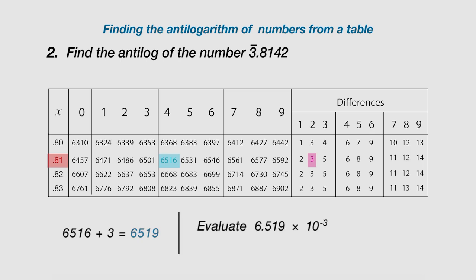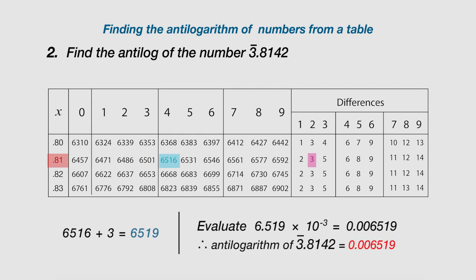Now we will write this answer as 6.519 times 10 raised to the power negative 3, where the negative 3 is the characteristic of the logarithm that we had in the question. Now from here, you have to work out 6.519 times 10 raised to the power negative 3. And that gives us 0.006519. And therefore, the antilog of bar 3.8142 is equal to 0.006519.